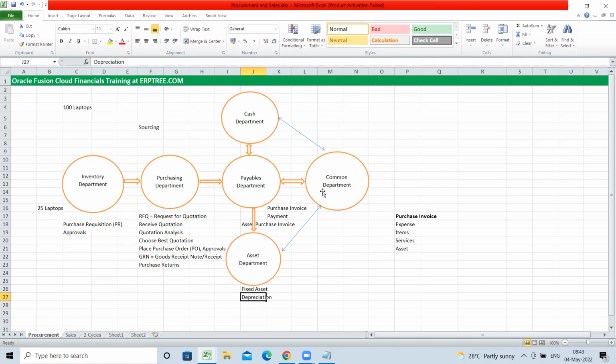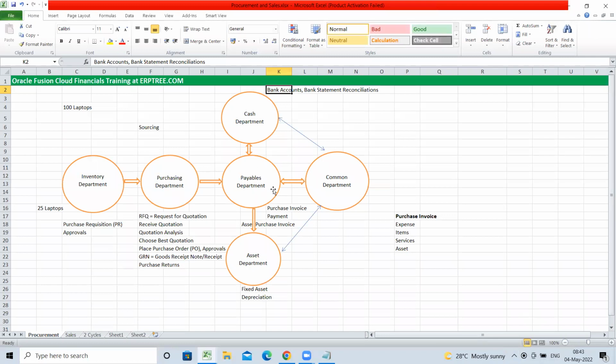And the payables department will pass payment information to the cash department. What is the responsibility of the cash department? The cash department will maintain bank accounts and they perform the bank statement reconciliations.